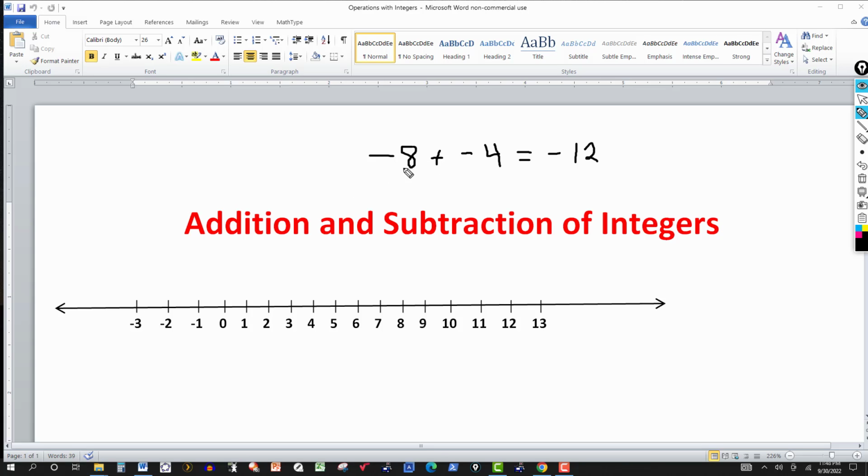And you can create a larger number line to keep track of these, but those are the rules. If you're adding two numbers that are positive, it's going to be easy. 8 plus a +4, 8 and 4, is 12. But if it's negative, again, you just add 8 and 4, which is 12, and bring down the sign.